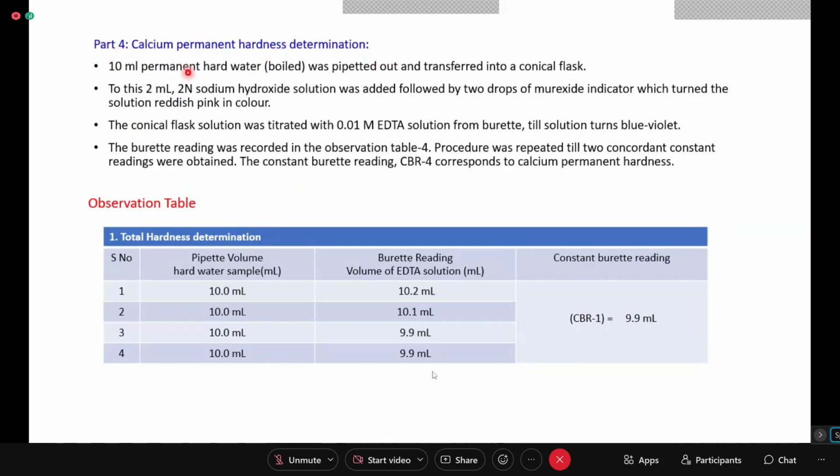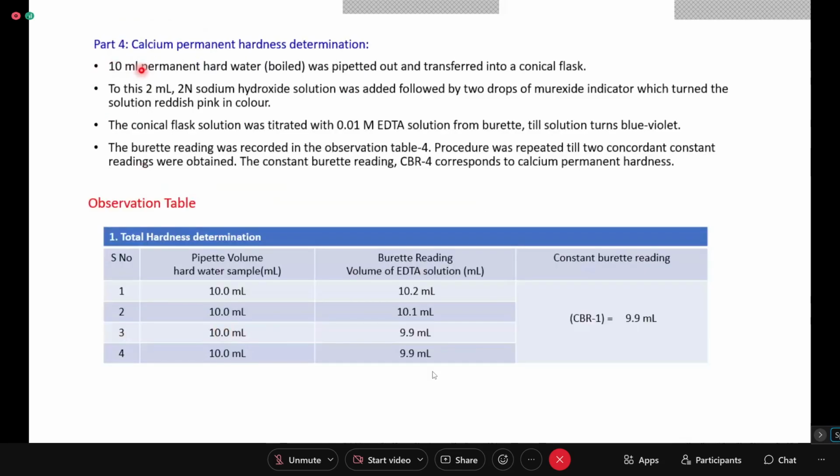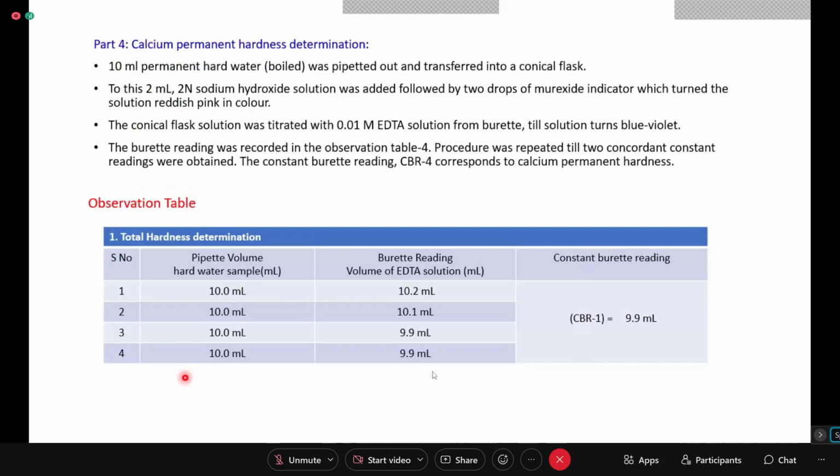Now this boiled water sample which you have here, 10 ml of the boiled permanent hard water, was pipetted out and transferred to a conical flask. To this, now instead of buffer, you are adding sodium hydroxide. In the earlier case, to determine total, you added ammonia buffer solution and eriochrome black T indicator. Now, when you want to remove magnesium, you add sodium hydroxide, which removes magnesium, and you then add murexide indicator and titrate with EDTA. This titer value, written in table 4, will correspond to the calcium permanent hardness.